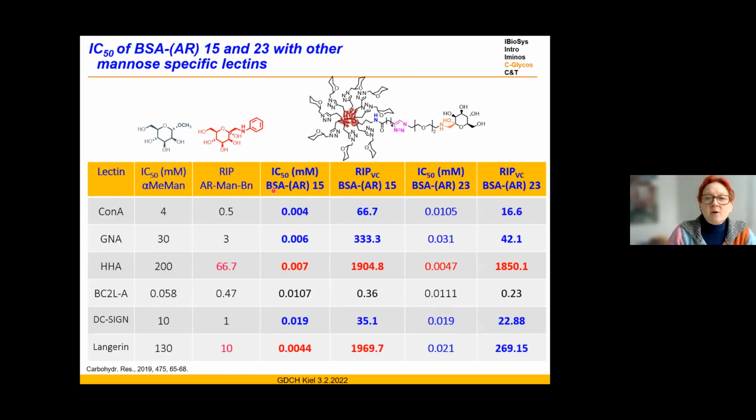Then we went into biology evaluations. We tested here different types of lectins, which are all mannose-selective. We have 3 plant lectins, 1 bacterial lectin, and 2 recombinant human lectins. This again is the parent compound, the methyl mannoside. And this is another monomer we investigated. And here in this lane, we see the multimers, the multivalent glycoconjugates we have synthesized.